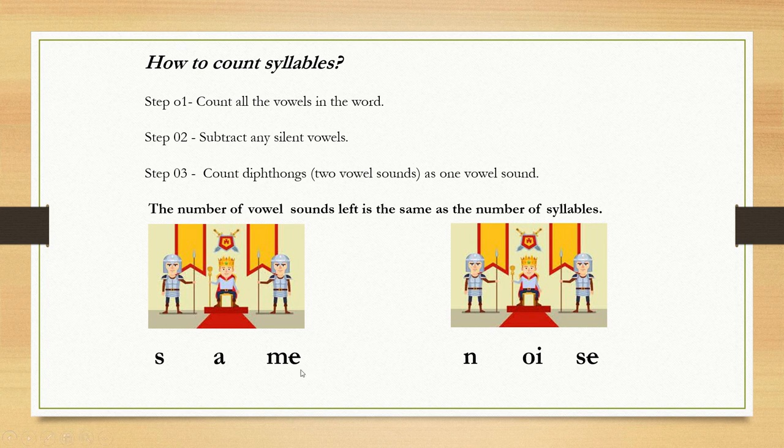Here in this example, we remove E and there is only one vowel sound, so only one syllable is in this word. In this example, there are three vowels and we remove E as it is a silent vowel, and also we take this as a single sound. O and I are taken as a single sound as it is a diphthong. So in this word, there is only one vowel sound and also there is only one syllable. So they are called monosyllabic words, because there is only one syllable in these words.